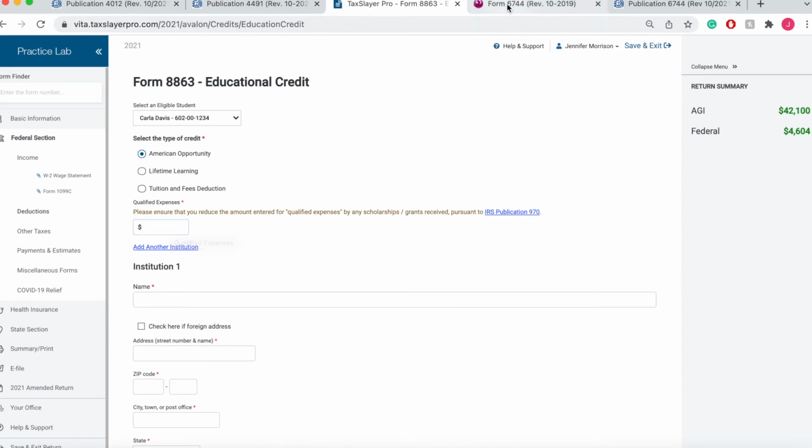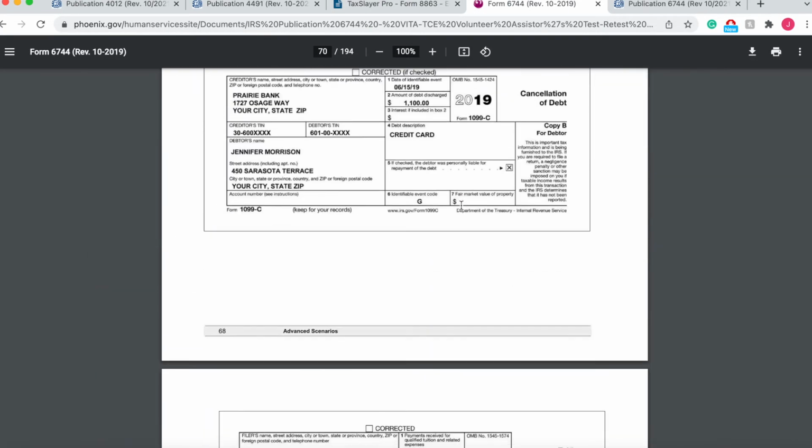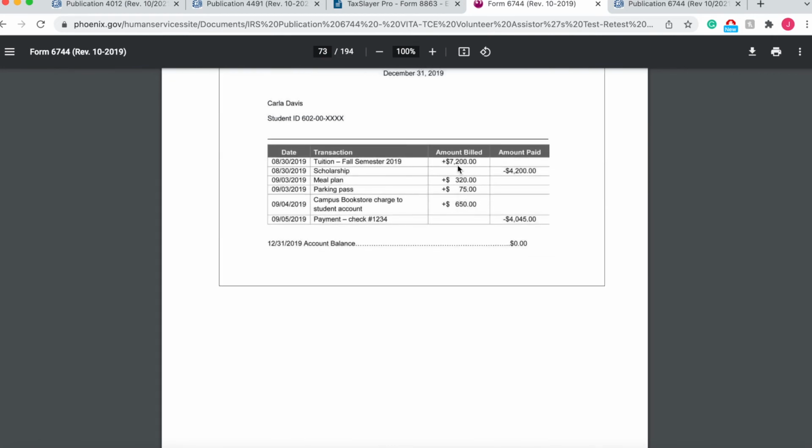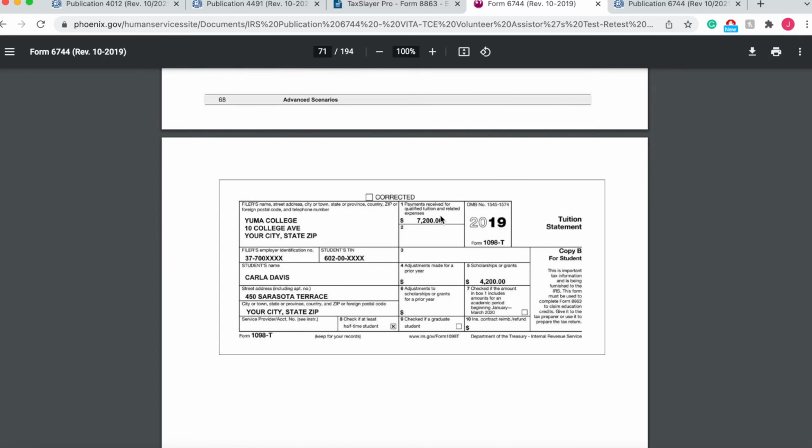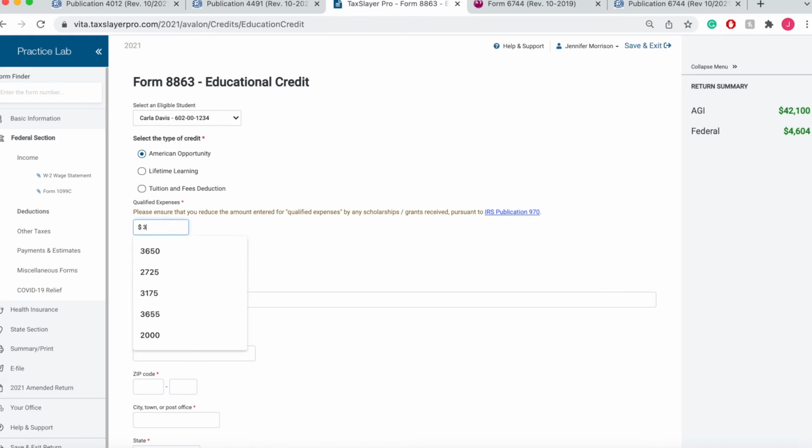And so the qualified expenses here is going to be, I'm going to come down here to add up the expenses. We're going to have $7,200 plus $650, which should give us $7,850 in expenses. And then what we're going to do is we're going to subtract from that $7,850 the $4,200 in scholarships and grants received, and that gives us a net expenses here of $3,650. And so again, we add up our qualified expenses and we subtract out the scholarships, and that gives us the amount we can claim for the American Opportunity credit, in this case for Carla.